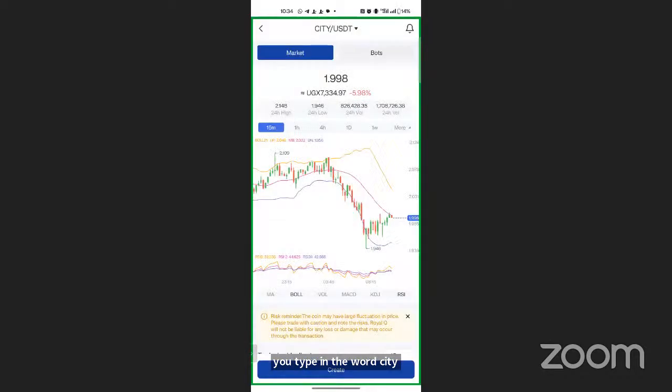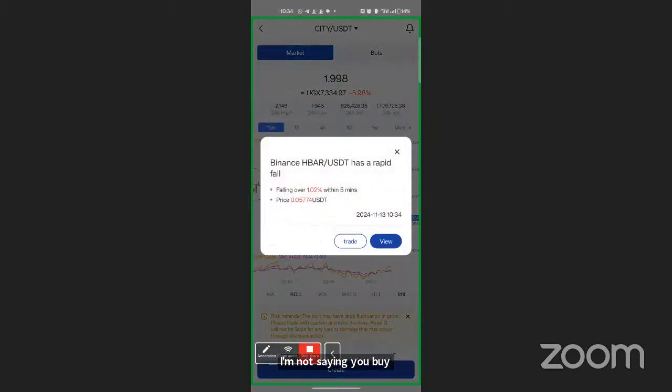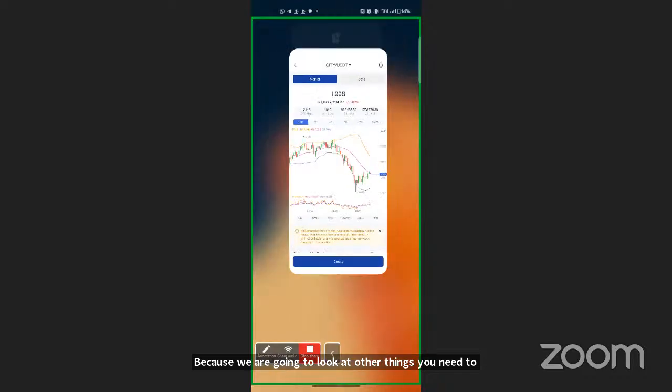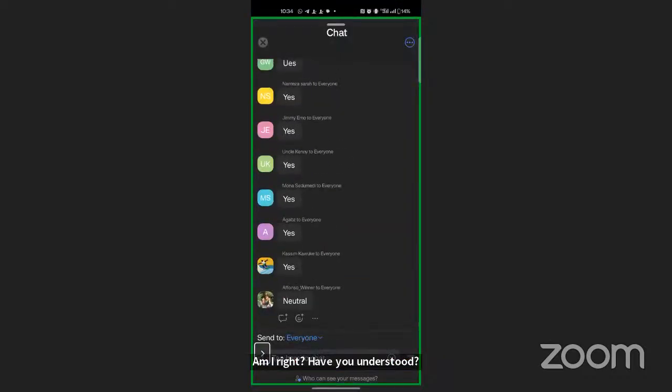Then you look at the RSI. Where is the RSI? 50, 44, 42. It starts giving you a picture. I'm not saying you buy, because we are going to look at other things you need to consider, but it starts giving you a picture. Am I right? Have you understood? Give me a 3 if you have understood. It gives you a picture of the market.